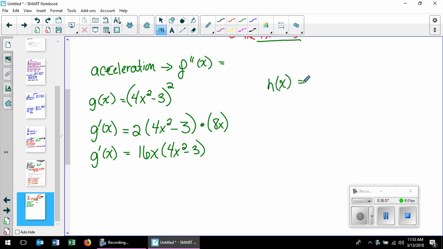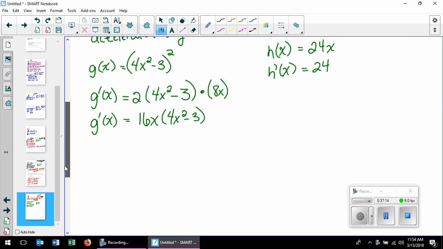So if we said the h of x function is 24x, h prime is just 24. Okay, so if I have this done, and now I just have to apply the product rule. So the product rule states first function times the derivative of the second function. So I'm doing the second derivative, so I'm still calling it f double prime of x now.